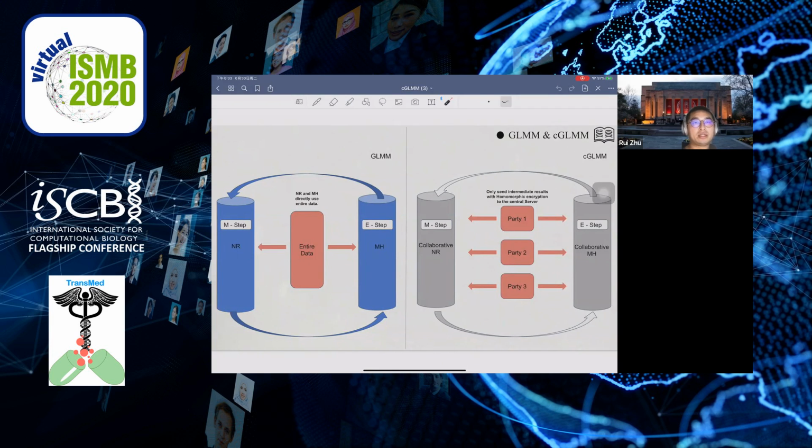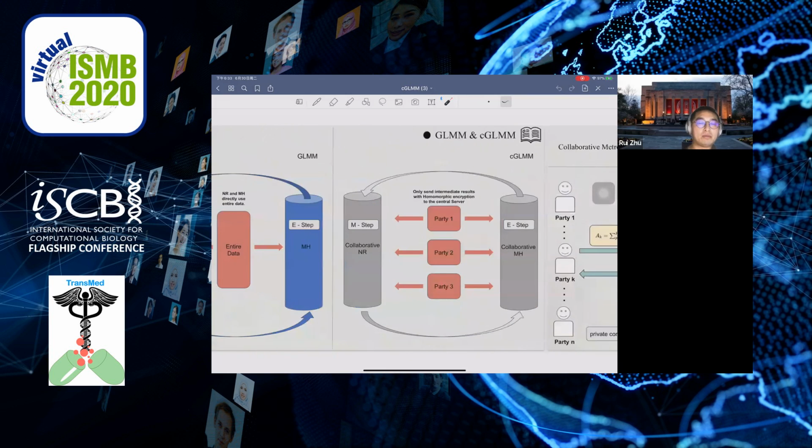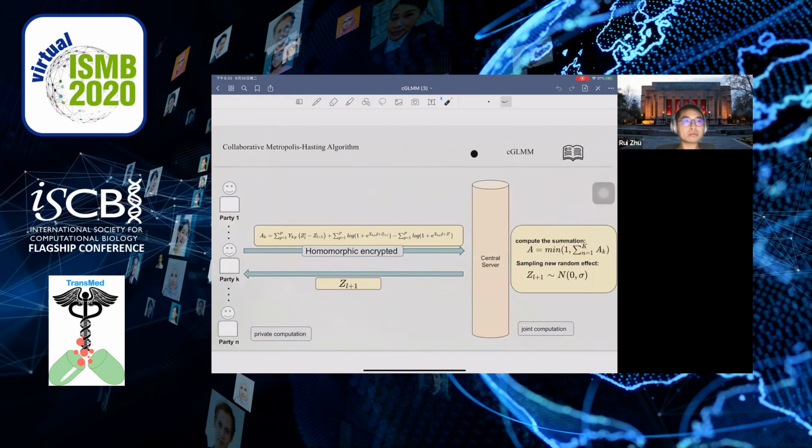Then start the next round. So next, we will talk in more detail about the E and M steps in CGLMM. The E step is a collaborative Metropolis-Hastings sampling. The goal is to fix the fixed effect beta to update the random effect Z.